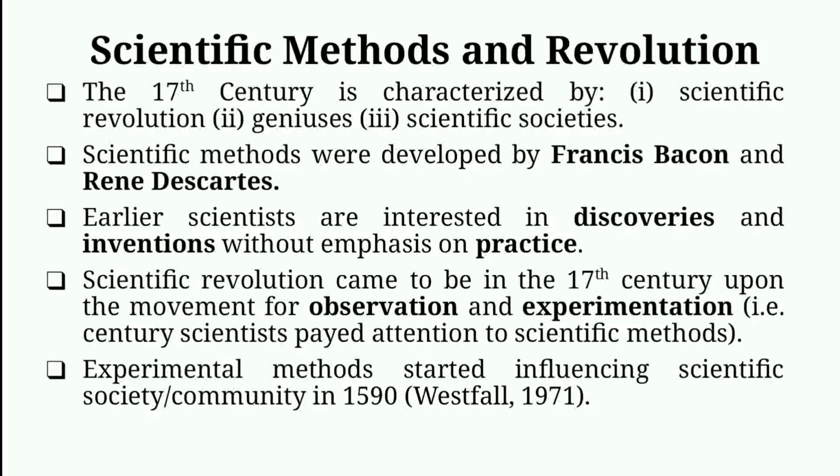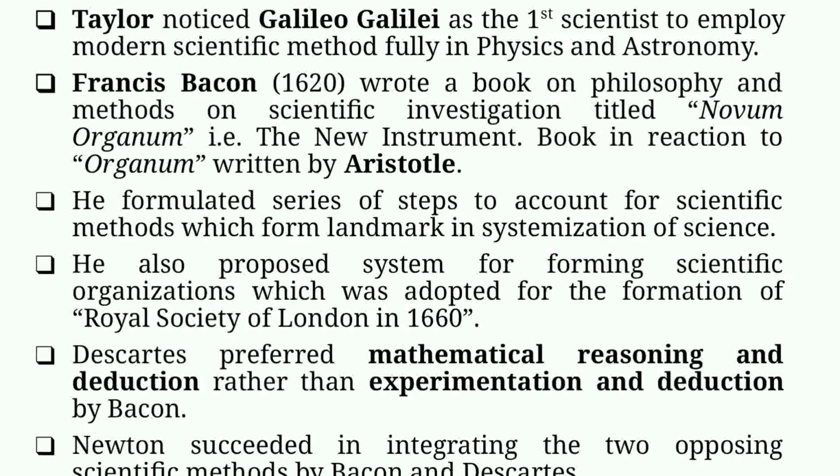Earlier scientists before then were only interested in discoveries and inventions without much emphasis on practice. Therefore, experimental methods started influencing scientific societies and communities altogether. As a result of this movement, Galileo Galilei was noticed as the first scientist to employ modern scientific method fully in physics and astronomy.